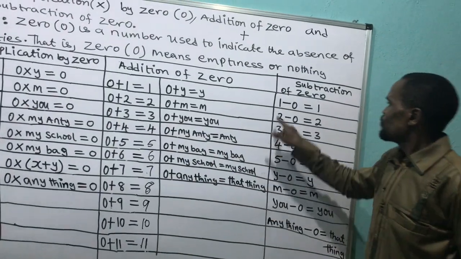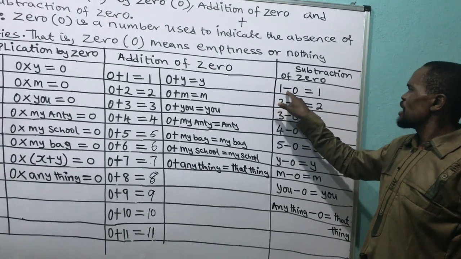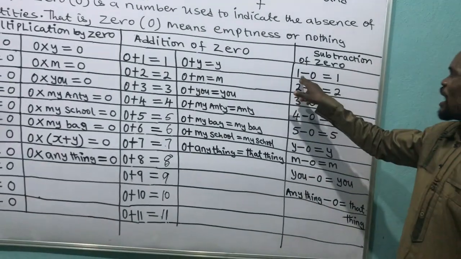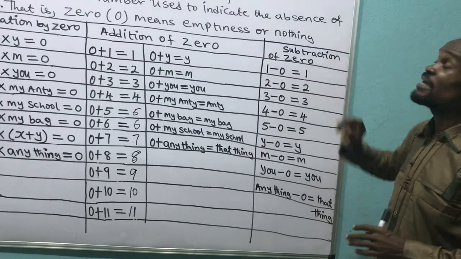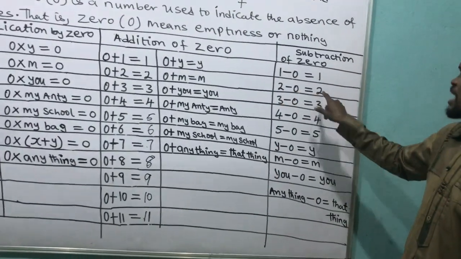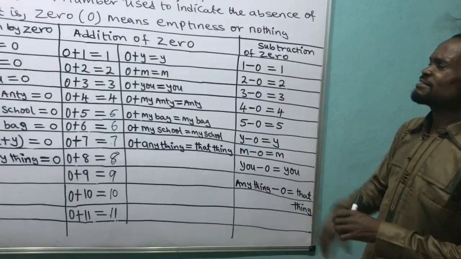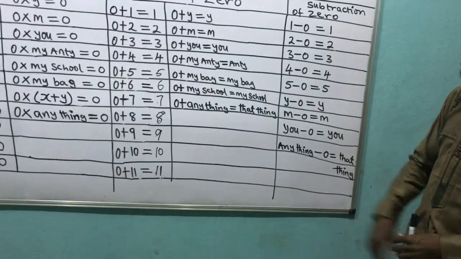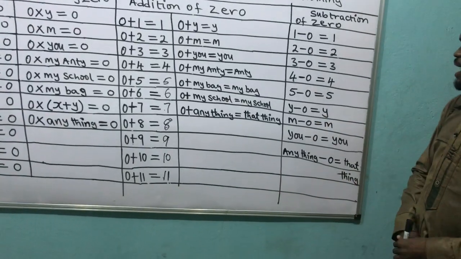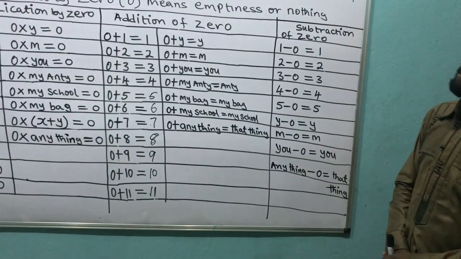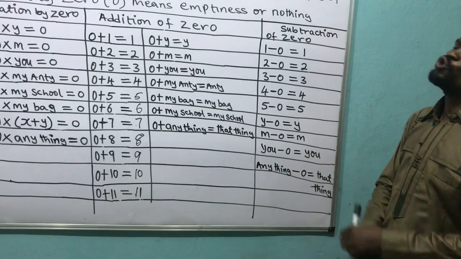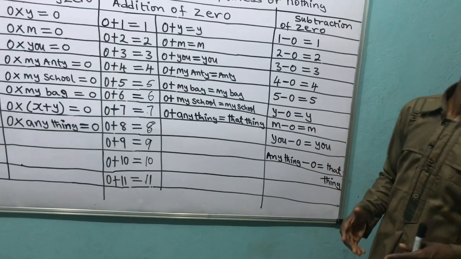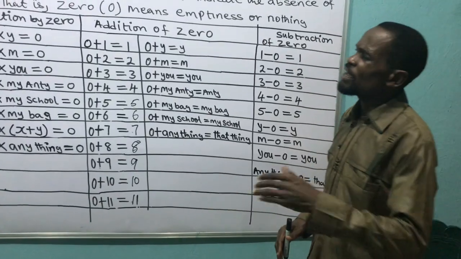So now, coming in here, one telling zero, you are not my friend. One minus zero, the answer is one. That means one telling zero, you are not my friend, the answer is what? One. Two minus zero, the answer is two. Three minus zero, the answer is three. 4 minus 0, the answer is 4. 5 minus 0, the answer is 5. Y minus 0, the answer is Y. M minus 0, the answer is M. U minus 0, the answer is U. Anything minus 0, the answer is that thing.